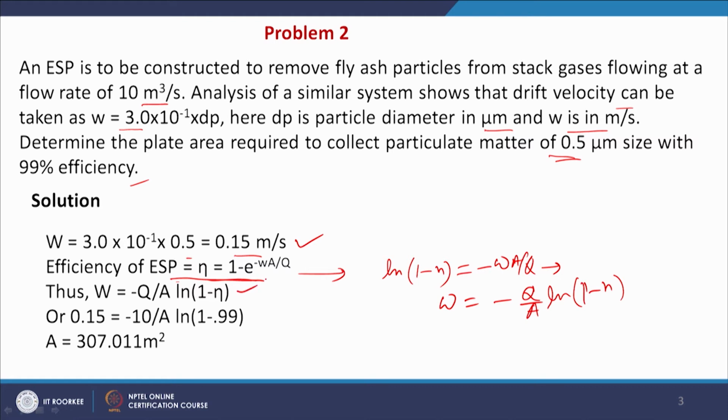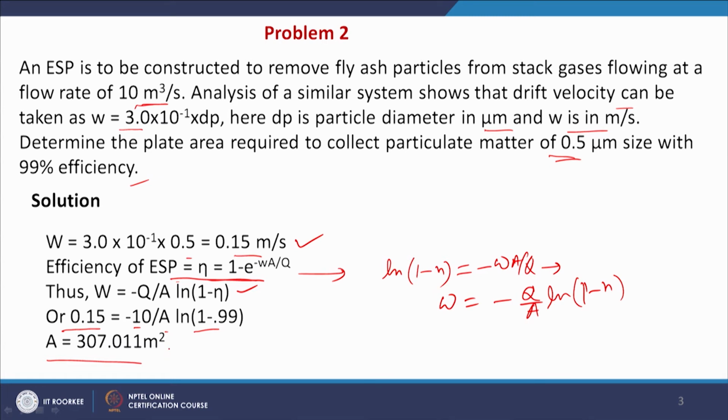Now, in this case w is given, that is equal to 0.15 meter per second, which we have calculated. So we will put in the w value, and Q is also given as 10 meter cube per second. So, minus 10 divided by A into ln(1 minus efficiency), where efficiency is 99%, so 0.99. By solving these expressions we get A is equal to 307.011 meter square.